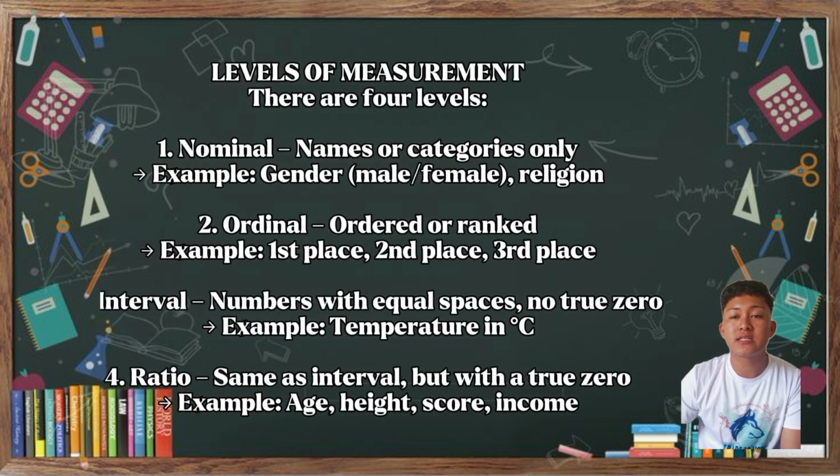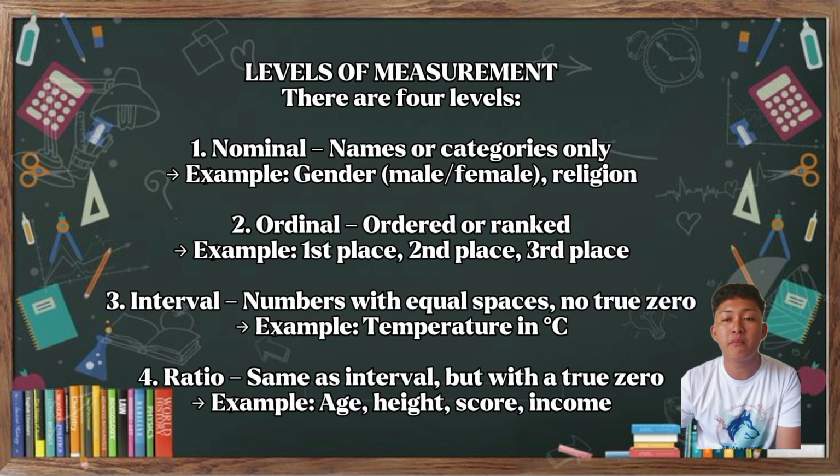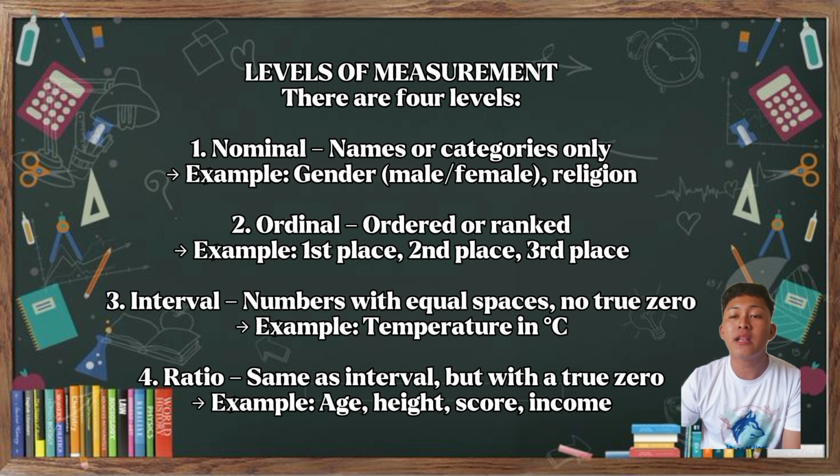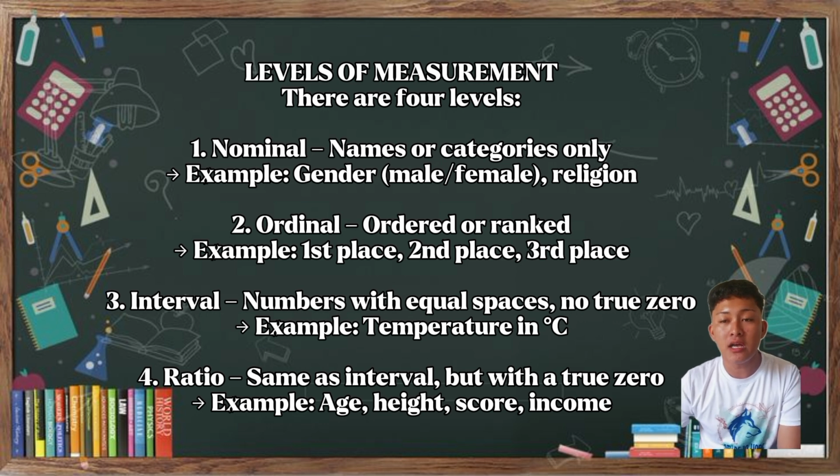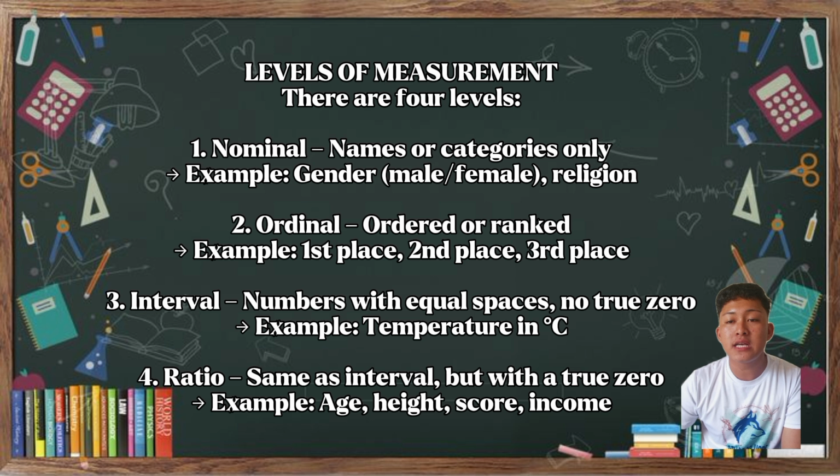Levels of measurement. We also group variables by how they are measured. There are four levels. First is nominal. Names or categories only. Examples, gender, male and female, also religion. Second, ordinal, ordered or ranked. Examples, first place, second, and third.